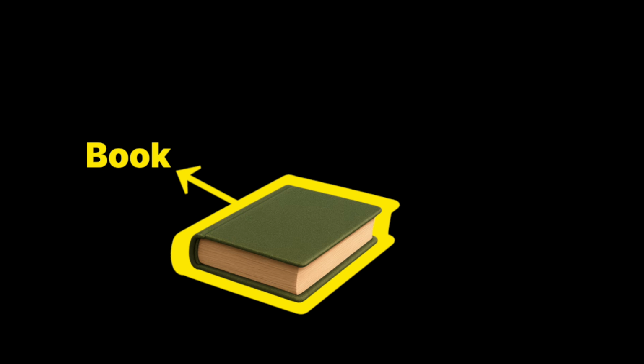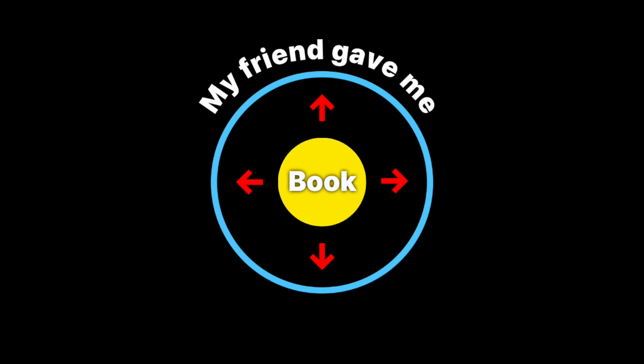In English, speakers usually bring up the core information first and then add the background. For example, the book my friend gave me. If you draw it as a diagram, it looks something like this. Core to background. But in Korean, it's the reverse.